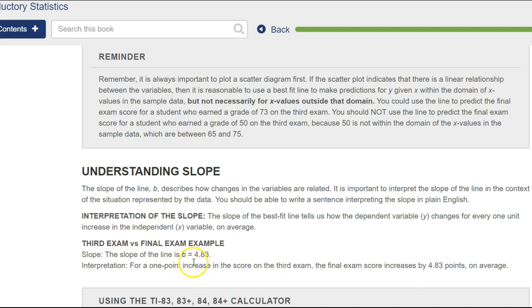Since our slope is 4.83, for every 1 point increase on the score of our third exam, the final exam score increases by 4.83 points on average. There is a relationship between those two things.